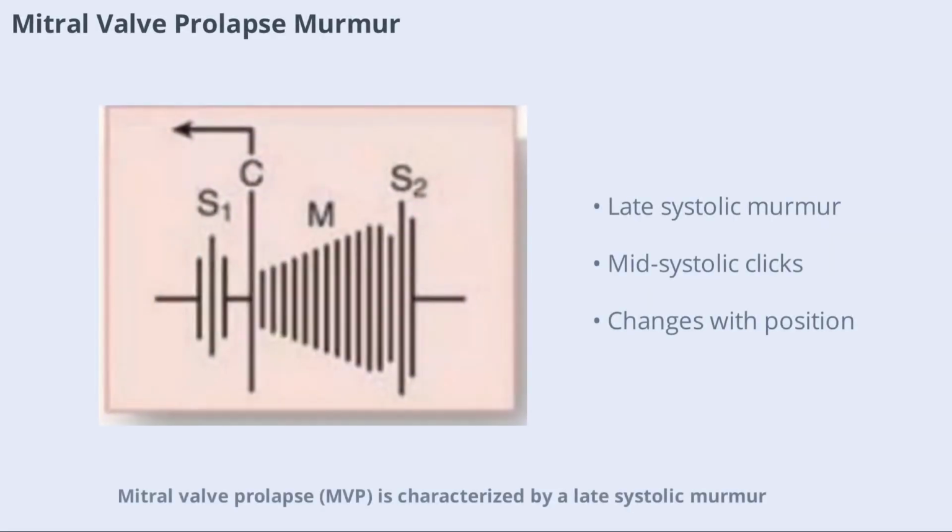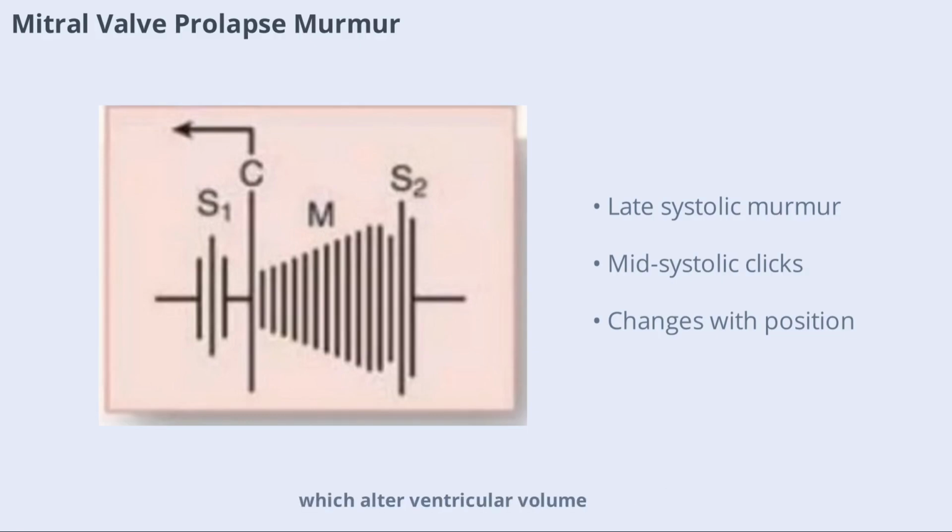Mitral valve prolapse (MVP) is characterized by a late systolic murmur, often preceded by one or more mid-systolic clicks. The murmur's length and intensity can change with body position or maneuvers like standing or squatting, which alter ventricular volume.